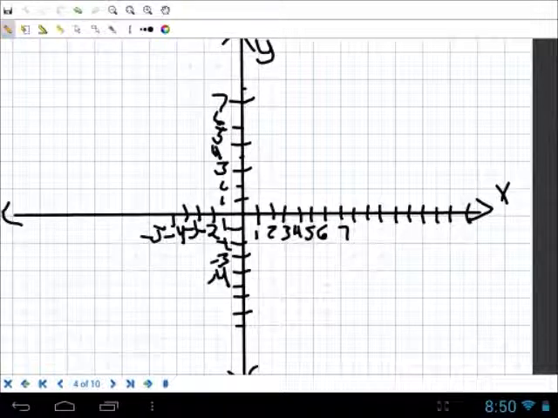So doing this, I can see up here I'm going to be positive on my x and my y. To the left and up, I'm going to be negative on my x, positive on my y. Down here in quadrant 3, both of them are negative. And here in quadrant 4, my x's are positive, but my y's are negative.